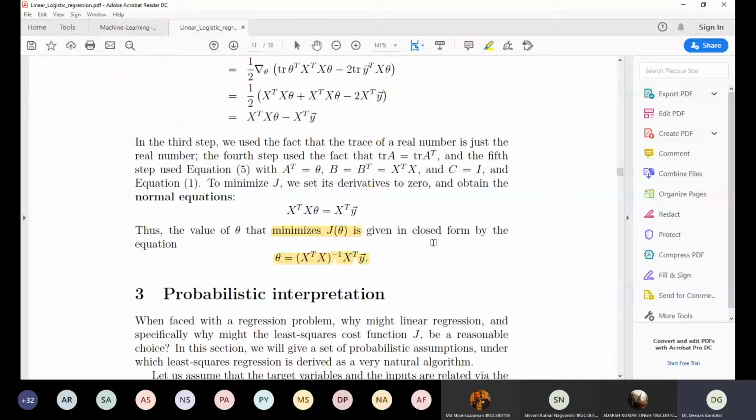So in this case we have done two cases, one with gradient descent and the other with the matrix method. Both of these result in the values of theta.